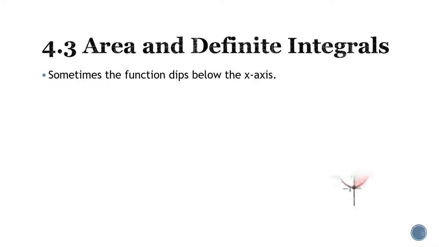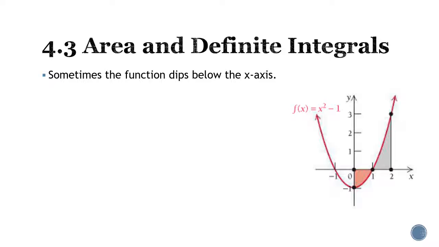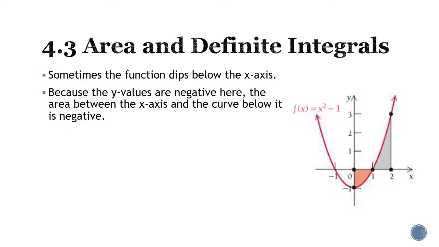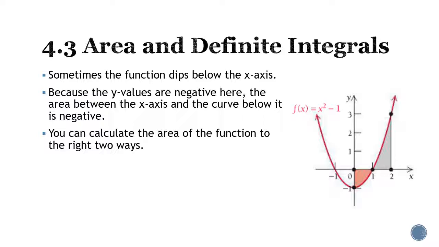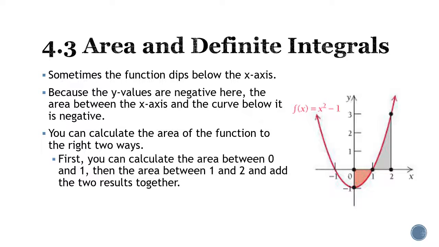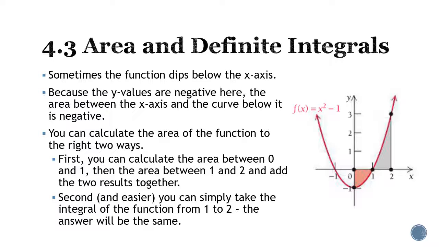Sometimes the function will dip below the x-axis like it is here. When this happens, the area in that portion is going to be negative because the y values are negative. You can calculate the area of this function in two ways. You can go from 0 to 1, figure that out, and that's going to give you a negative area, and then 1 to 2 on this one, and that'll give you a positive, and then add it together.